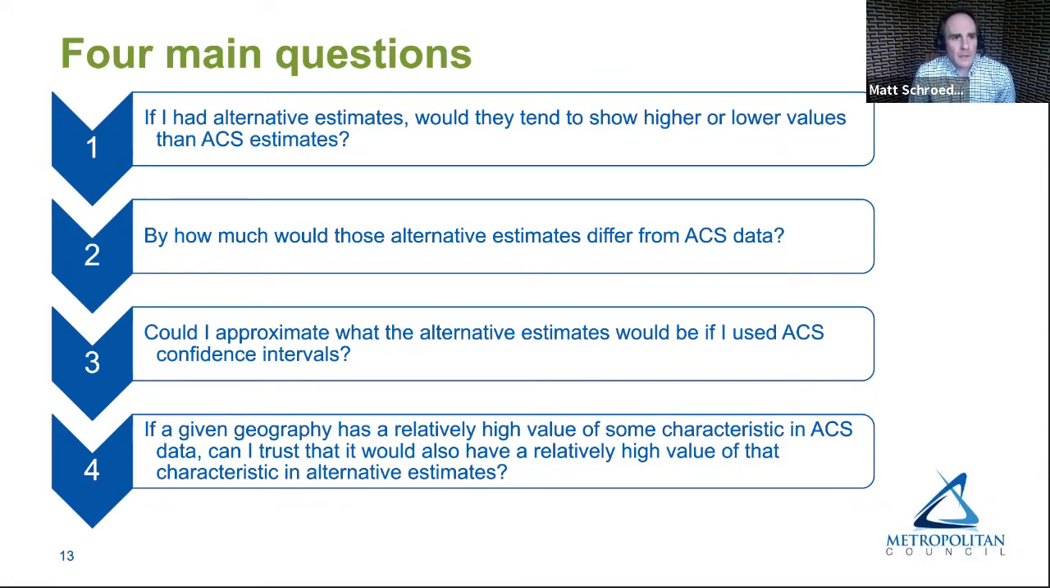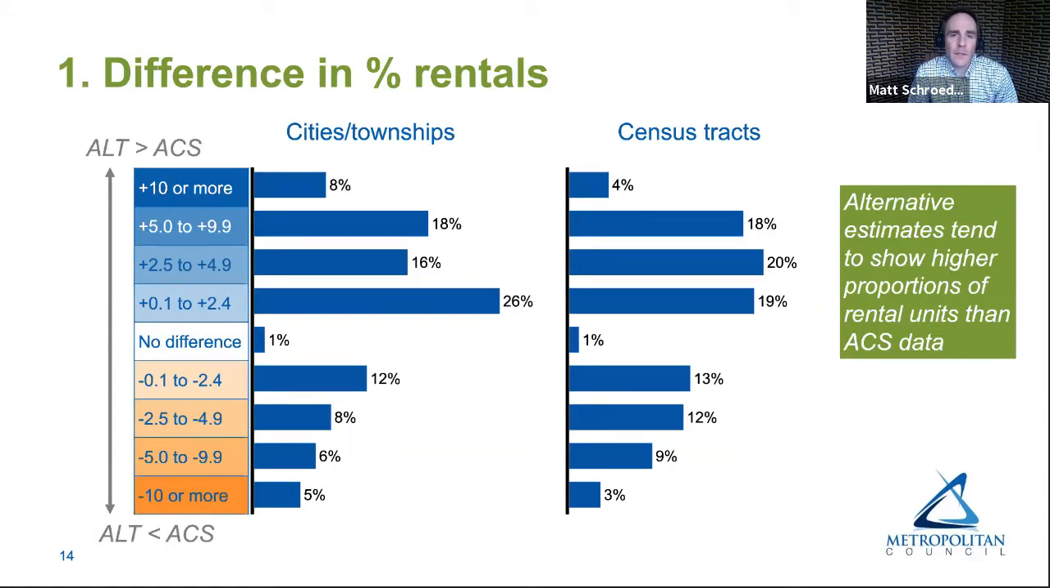So moving through these in sequence, looking at the difference in percent rentals. So summarizing that map from 2 slides ago to just looking at the distribution in these categories of rental units for cities and townships on the left and census tracts on the right. So again, the distribution is shifted toward the more blue, the higher end. So typically the alternative estimates tend to be higher, show higher proportions of rental units than the ACS data do.